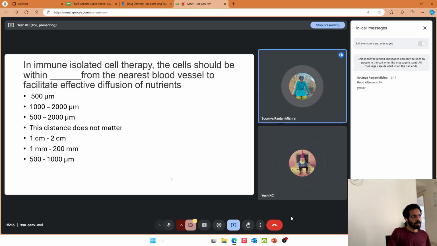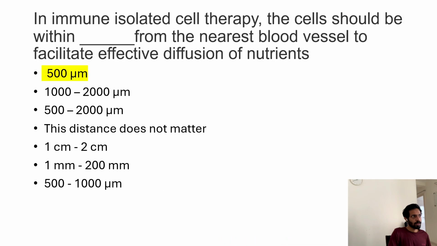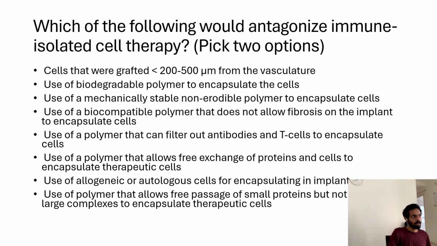Any idea? I did not remember exactly, but it would be very close. So 500 micrometers. Yeah, you're correct. So 500 micrometers is the maximum distance to which effective nutrient diffusion can occur. So closer the better, but 500 micrometers at most.